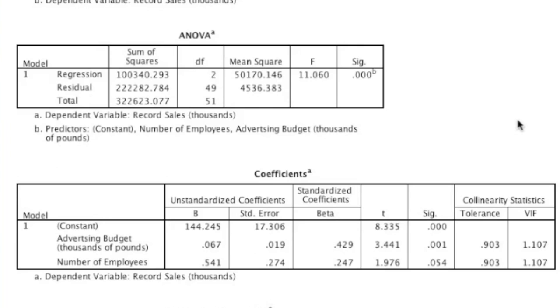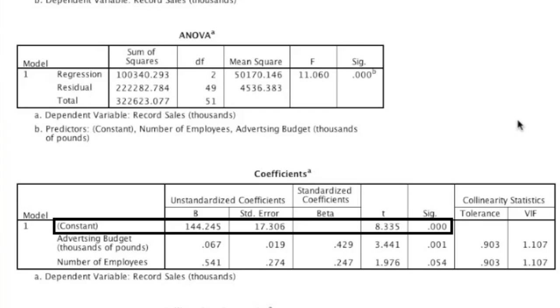So the last box that you'll want to interpret is the coefficients box. Now this box will tell you specifically what variables significantly predict the dependent variable and how the predictor variables impact the dependent variable. So in this first row, we see it says constant. Now constant is simply the intercept, and it's not something that people generally care about, but I'm going to explain it a little bit anyways.